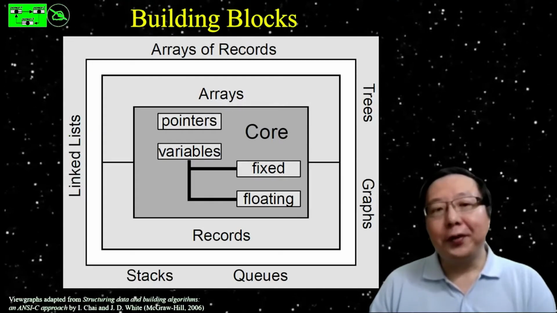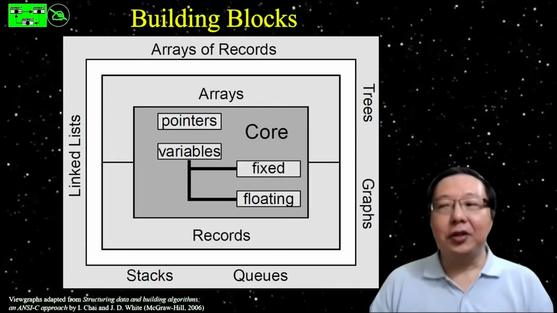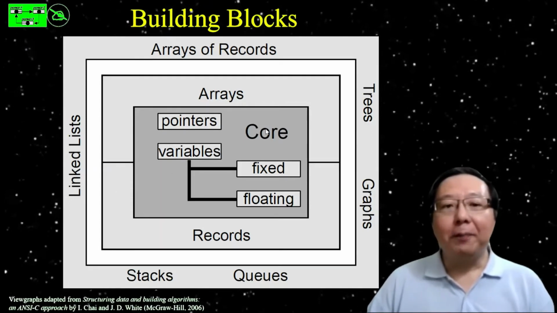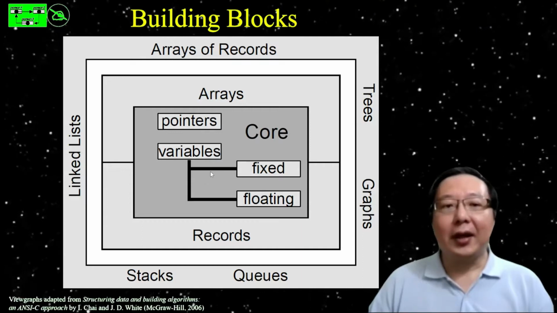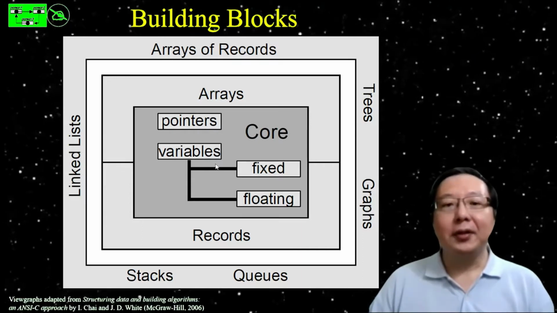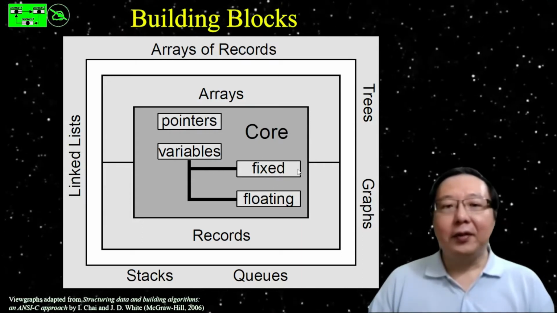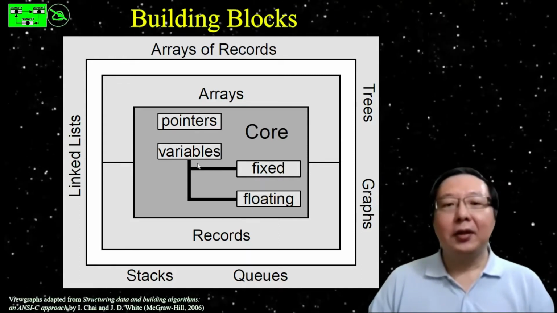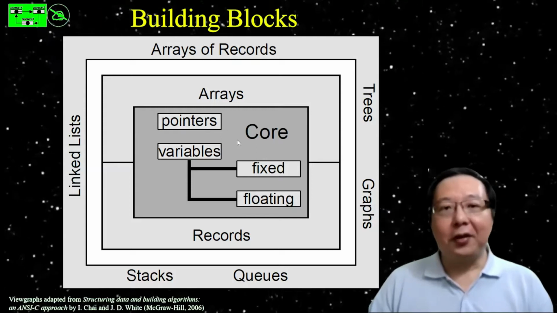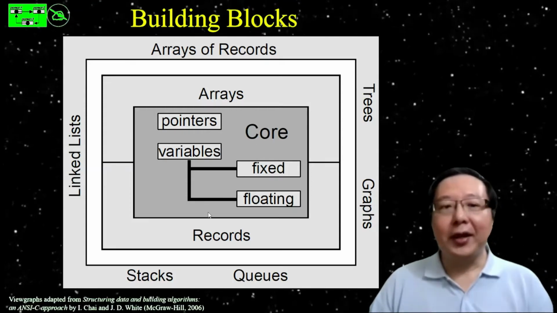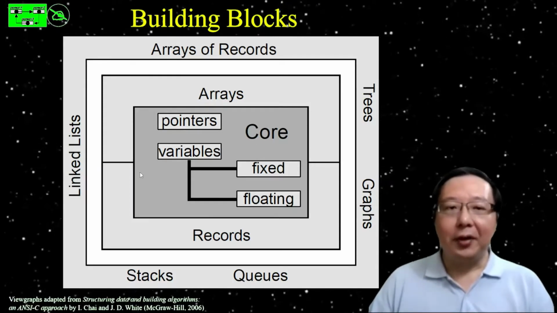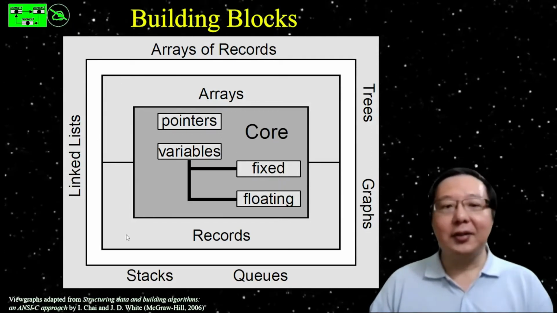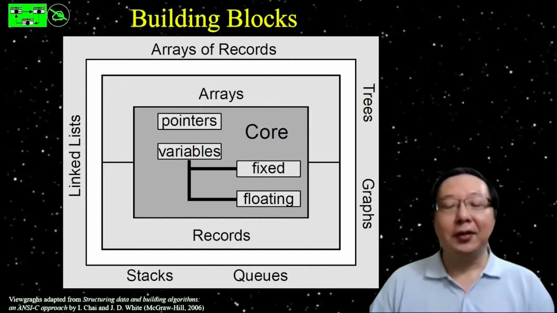Here is an overview of how everything is arranged. As you can see from here, the core of building all the different data structures are variables and pointers. And the variables have fixed as well as floating types. On top of this core, everything else is built. Arrays, records, and building on arrays, records, pointers, and variables, you have arrays of records, linked lists, stacks, queues, graphs, and trees.